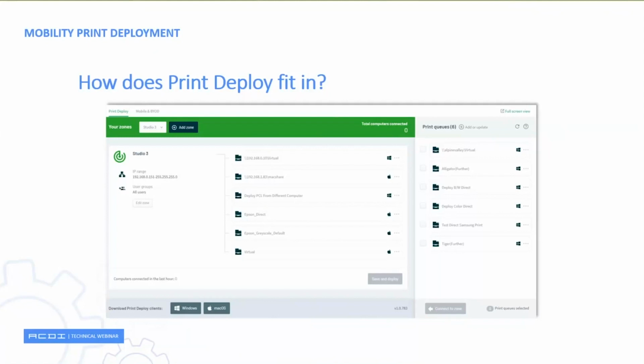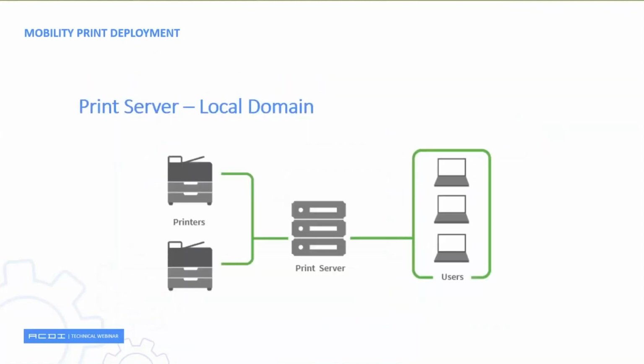So let's expand on our knowledge with some configuration options using both features. Here's an example where you have a print server and all computers and devices connected to a local domain. Since all users are on workstations of some kind, Print Deploy will work seamlessly. Print Deploy comes with one zone, perfect for this type of environment.